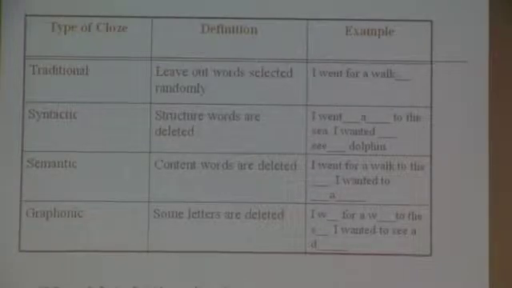Okay, so what would be the purpose of this? For them to get used to the nuances of the language, right? And tenses and things like that, okay? Syntactic, structure words are deleted, like to and there, and I don't know, English teachers help me out. Semantic, content words are deleted. And then graphophonic, some letters are left out. Okay, so you have 4 different options for the Cloze method, okay?